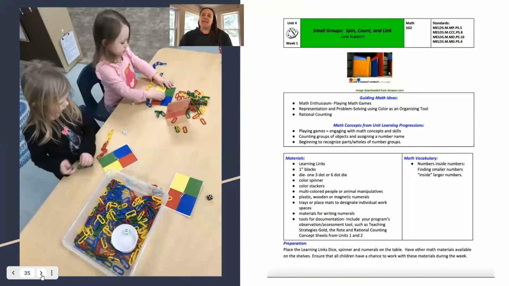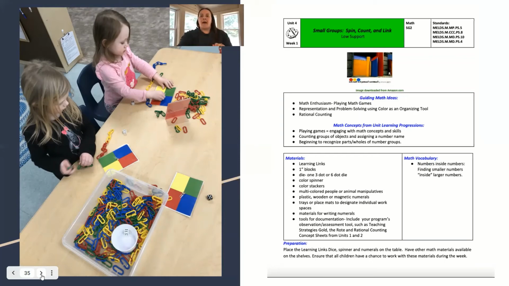This is a small group activity called Spin, Count, and Link. They spin the spinner to see which color, and they roll the dice to see how many. So if they land on red, 4, they would put 4 red links into the chain, and then they just keep going and build a chain. You can count them, you can take them apart and sort them. Those links are great for fine motor and putting them together. If you don't have links, you can use Unifix cubes.